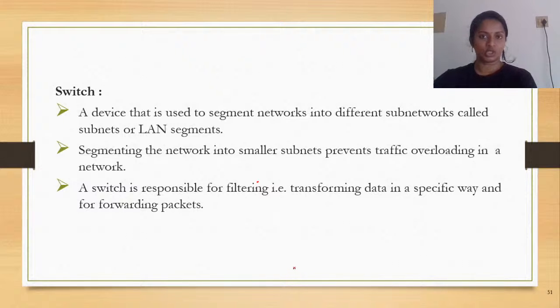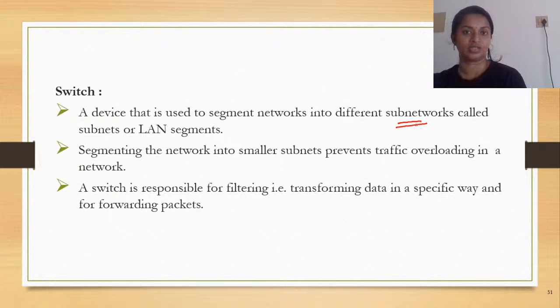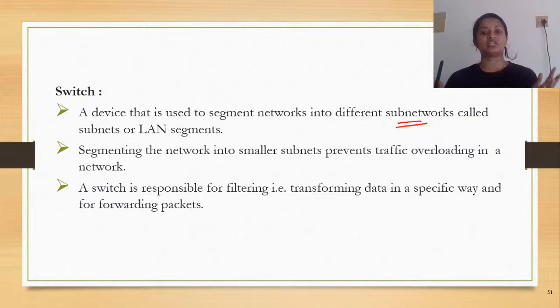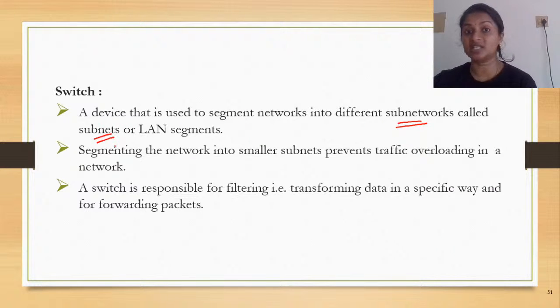So next is a switch. Now, a switch is a device which uses the manufacturing address. We learned something called a MAC address, right? So a switch is a device which uses the MAC address for addressing. It is again a networking device. It is used to segment networks into different subnetworks. Whenever you want to divide a big network into small parts or subnetworks, these are called subnets, the shortened form of subnetworks.